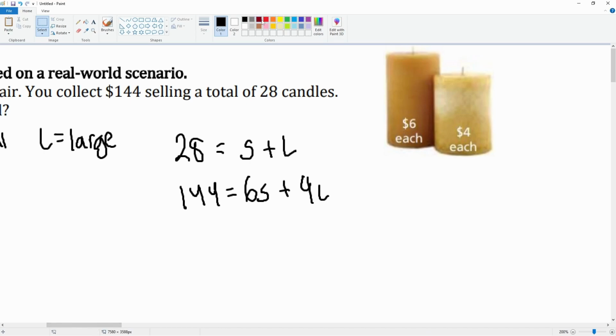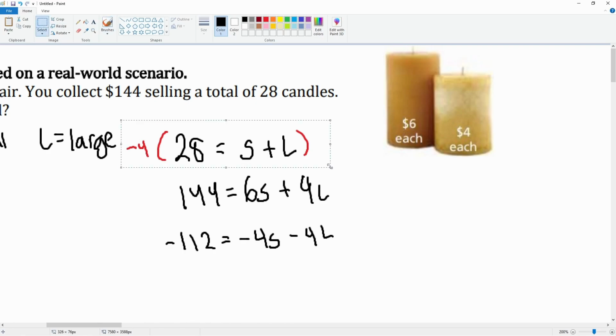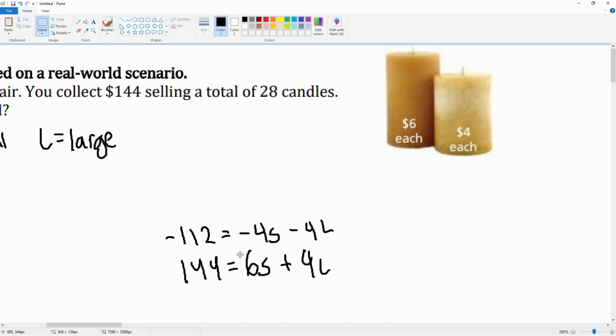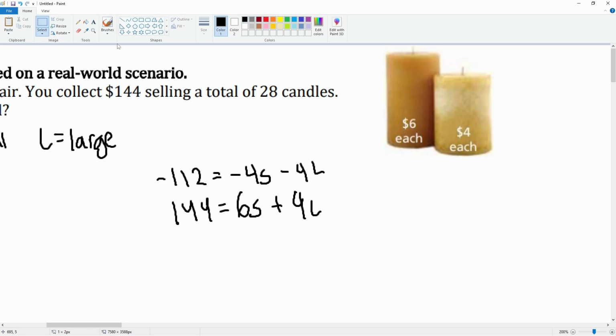All right, so I'm going to solve this using elimination. I'm going to multiply the first equation by -4. Negative 4 times 28 is -112, so -112 is equal to -4S minus 4L. That's what the first one turned out to be, so I'm going to erase that. And this is the second one here. Now all I'm going to do is add.